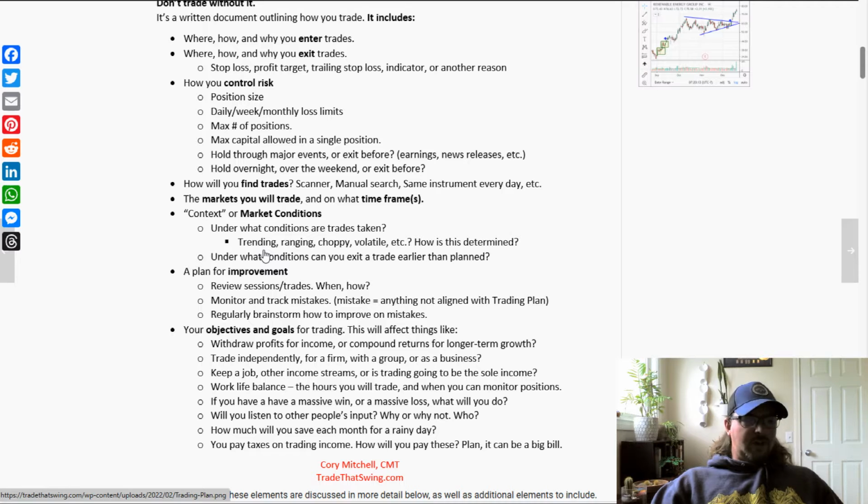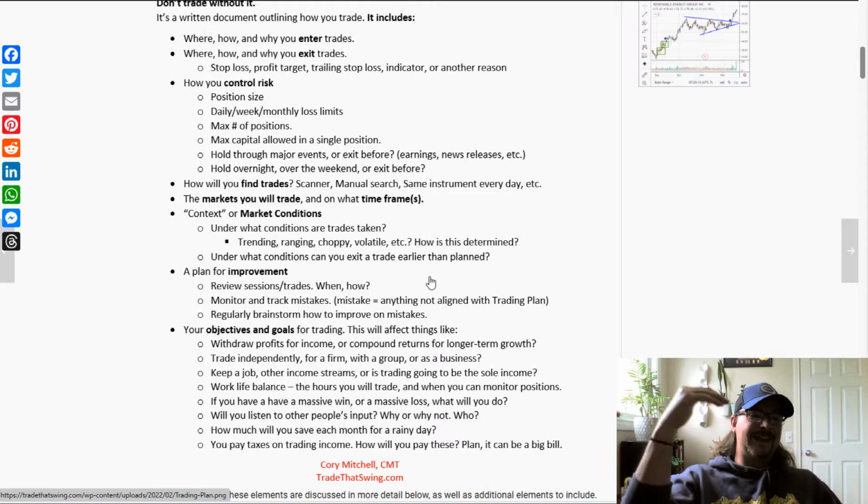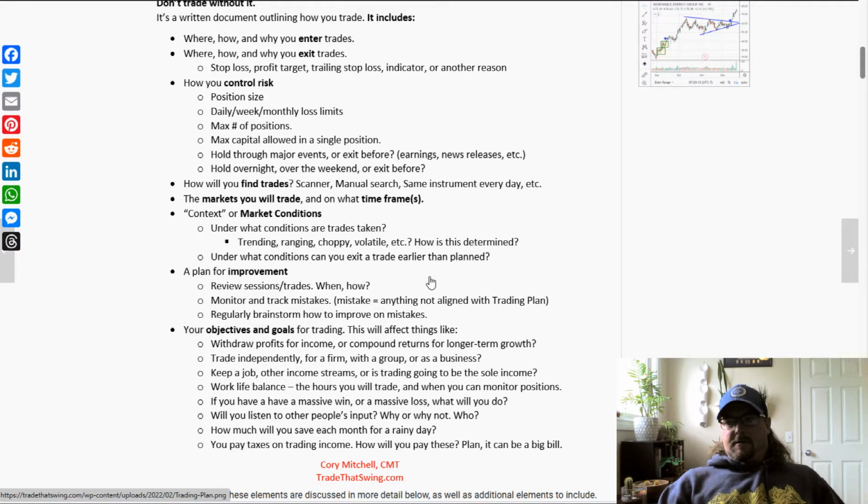So are you going to take trades when prices are trending, ranging, choppy, volatile, and how will you determine this? Under what conditions can you exit a trade earlier than planned? So maybe you had a target in mind. You bought a stock at 100, you think it could reasonably go to 200 or 150 based on whatever you're looking at, fundamentals, technicals, and now you're in this trade. Are there any reasons that you can exit that trade early?